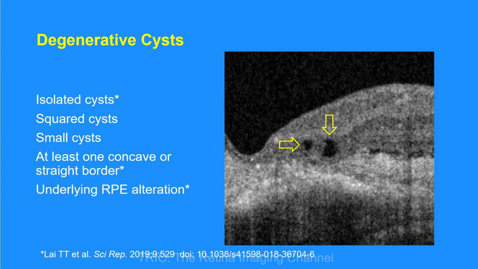So these are degenerative cysts, and another important thing is that since these are degenerative, there has to be some RPE alteration or rather RPE degeneration beneath these cysts. So we can see that the RPE is not very well seen because of the degenerative changes in the RPE as well. So this is how we identify a degenerative cyst in a case of neovascular AMD.